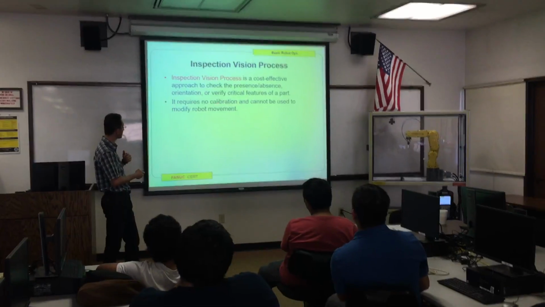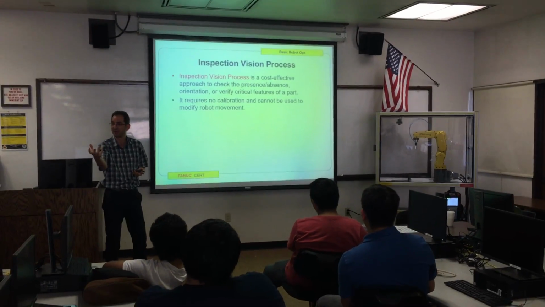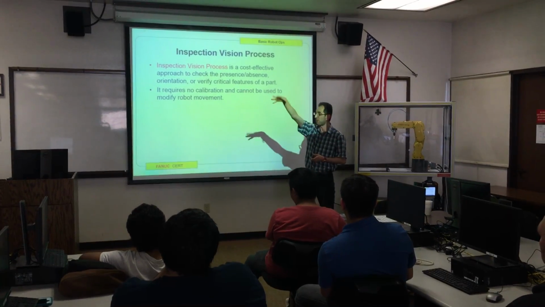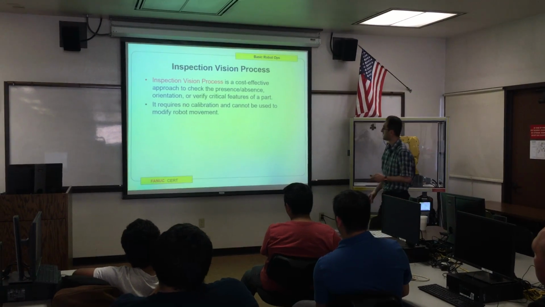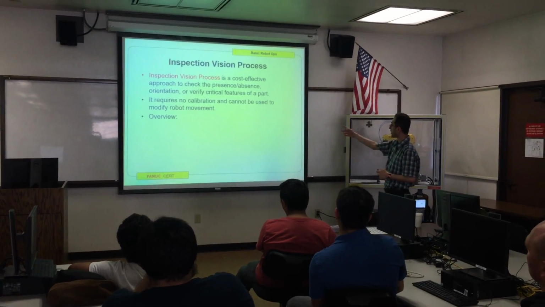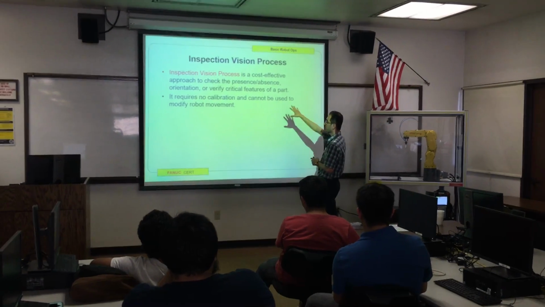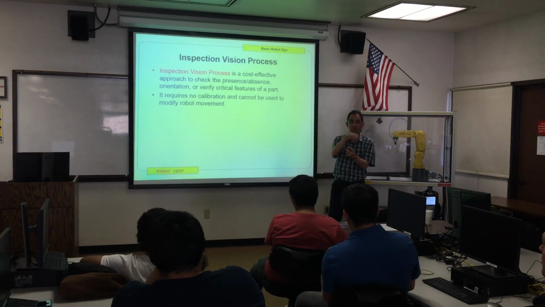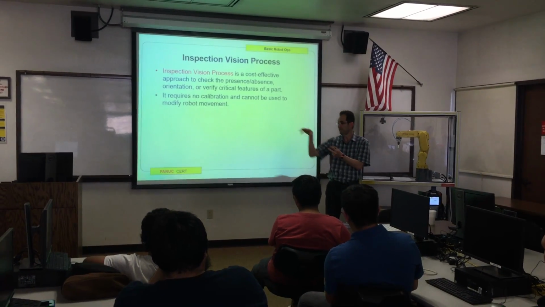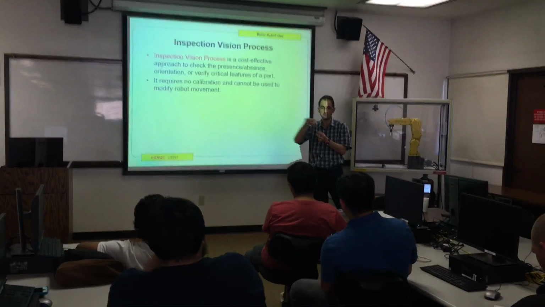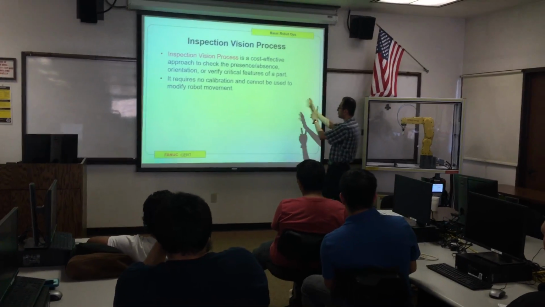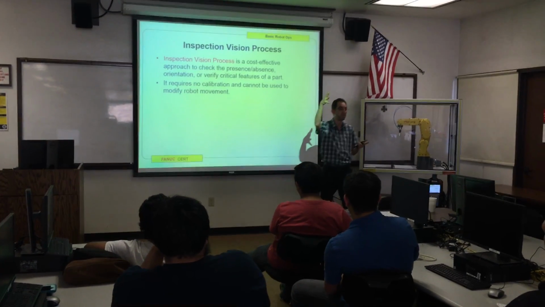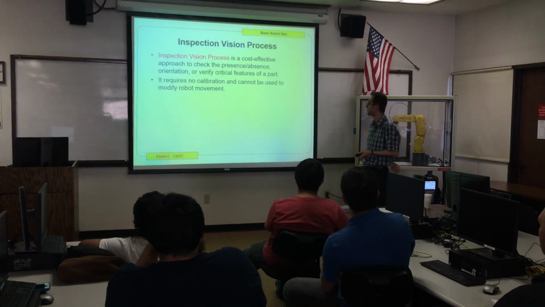Now, for that, it doesn't need any calibration because it's just basically pass or fail. You don't need to calibrate anything. You just take a picture and check the part, see if it's correct or wrong. And obviously, it cannot be used to modify robot movement, because sometimes you use the camera to modify the robot movement. If the part is there, the robot moves there. If the part is here, the robot modifies its movement. But with the inspection vision process, it's basically pass or fail. Either pass the part or fail the part, right?